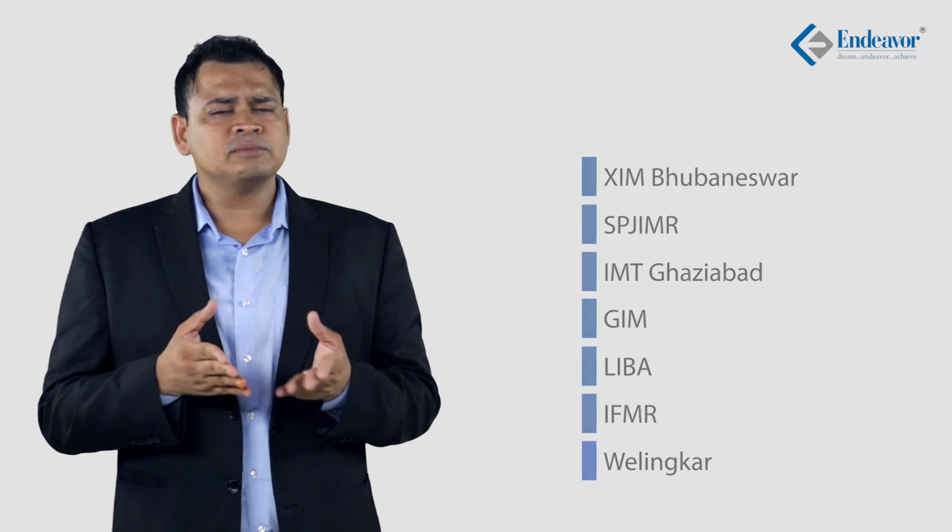Now, the other things to take care of: the cutoff is not really high. So 29 to 30 marks might end up giving you a call for XLRI. 32, 33 is what puts you into that decision making zone, and 36 is something that has a very strong shot at XLRI. The other XAT affiliated institutes are XIM Bhubaneswar, SPJIMR, IMT Ghaziabad, GIM, LIBA, IFMR and Welingkar. I am sure that you will research these colleges, find out their cutoffs, and see if you fit into that particular category or not. And as far as strategy is concerned, whatever we discussed today holds true.